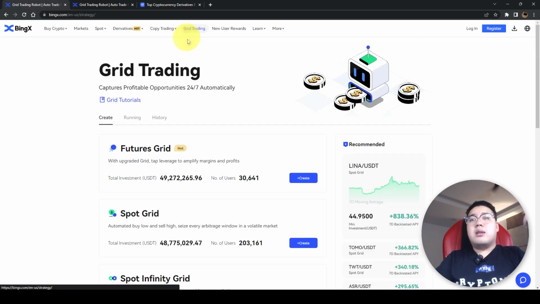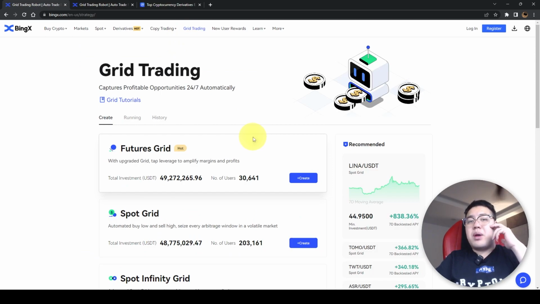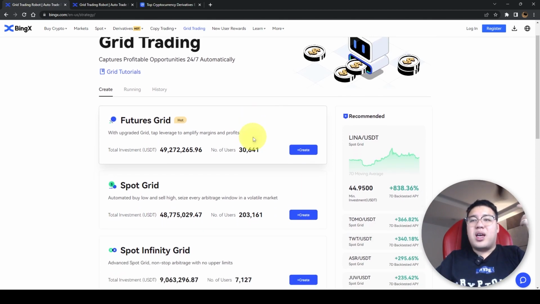All right, last but not least, grid trading. Grid trading is good for experienced traders. It supports futures grid, spot grid, and spot infinity grid. A grid is like a staircase where you put a lot of orders at different prices, buy or sell. When the price touches a buy order, it buys; when it touches a sell order, it sells. So it's like a staircase with a lot of orders. This is quite useful for experienced traders who want to do grid trading.